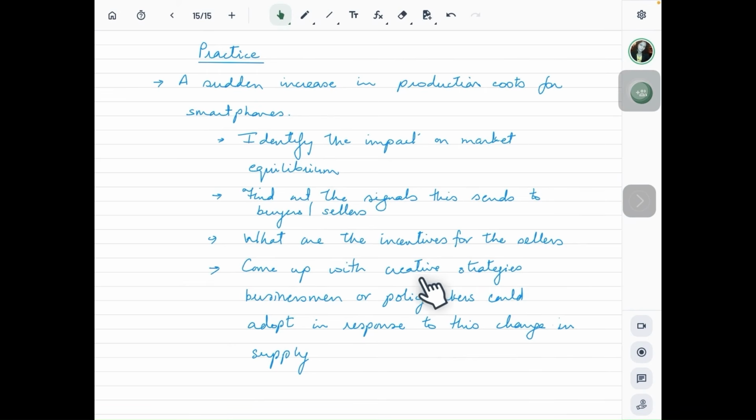You need to come up with creative strategies that businessmen, policymakers or government could adopt in response to the changes that have occurred in supply because of the given scenario. This will give you a deeper understanding of how the diagram could be made, and what the various things are that you need to pay attention to while drafting your answers.